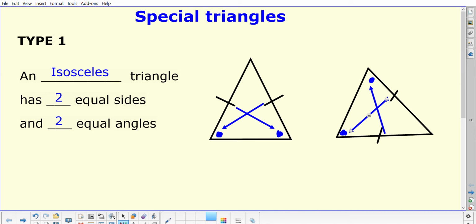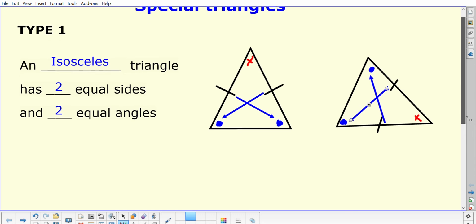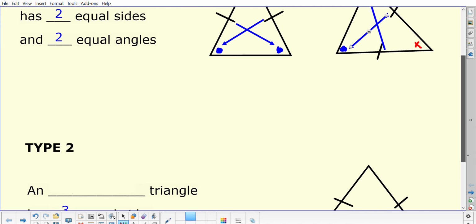So say that means here and here, then you've got one different angle inside the triangle. So this would be the one that was different. We'll be using that property about the equal angles to do some calculations.